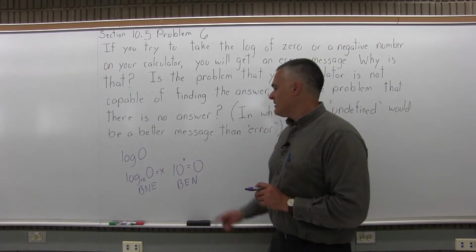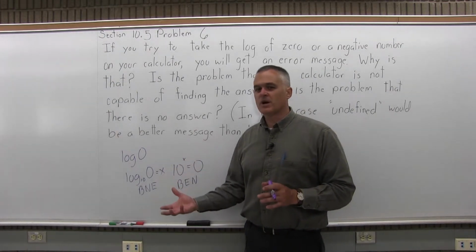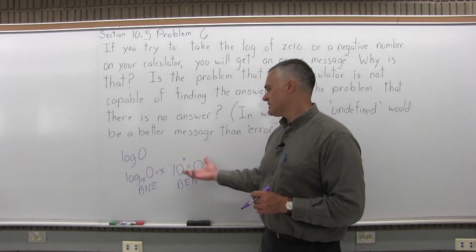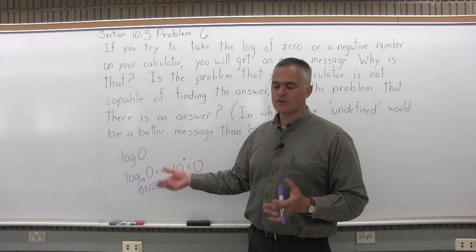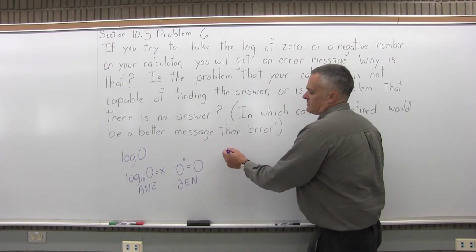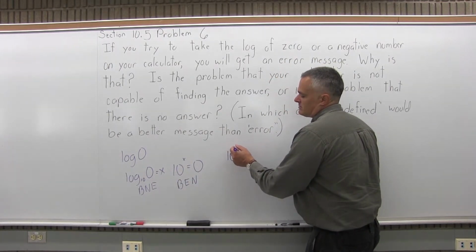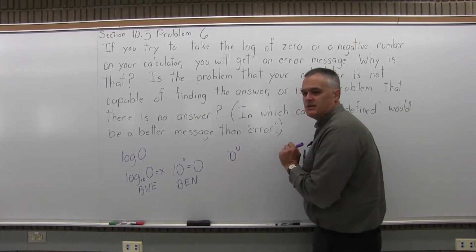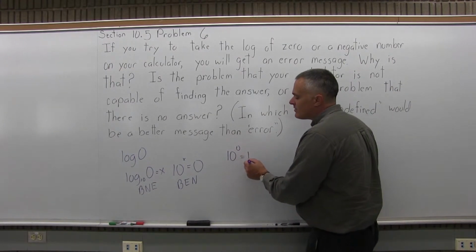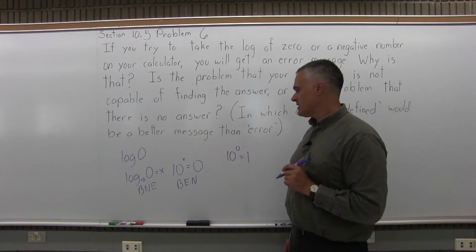Well, 10 to any whole number, positive power, is going to give you big numbers. 10 to the first is 10, 10 to the second is 100, 10 to the third is 1,000. So how about small numbers? How about 10 to the 0 power? Would that be 0? It's not. Anything to the 0 power is 1. That's one of those rules from algebra.